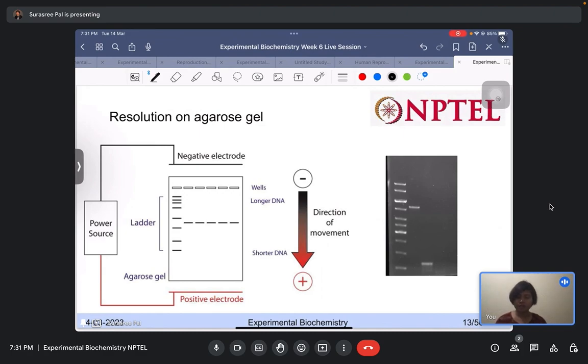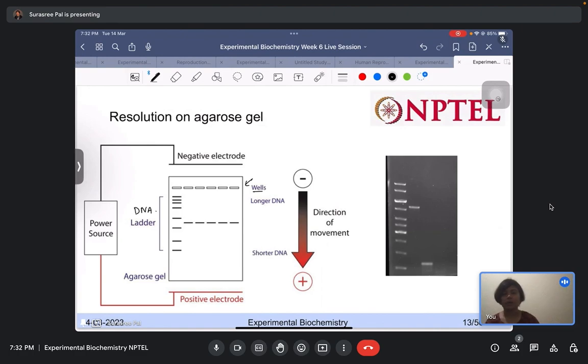So then we run the gel, and these are our wells where we load the samples. So we now keep the gel on a gel running tray or a gel running tank. We dip the gel inside a gel running tank in this gel running buffer, which is again TAE, and we add our samples in these wells. Now when we add our samples, we also have to add this DNA ladder. So this is similar to the protein ladder also.